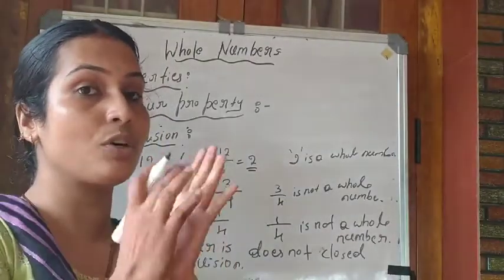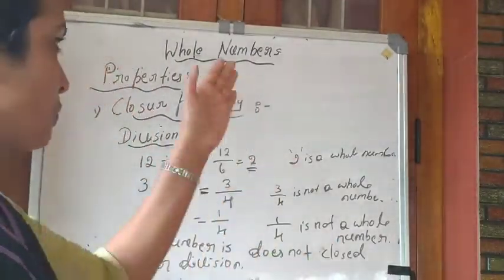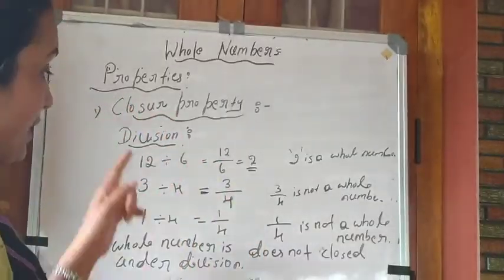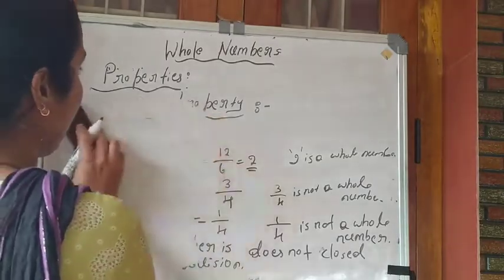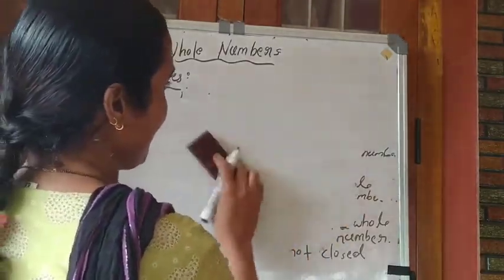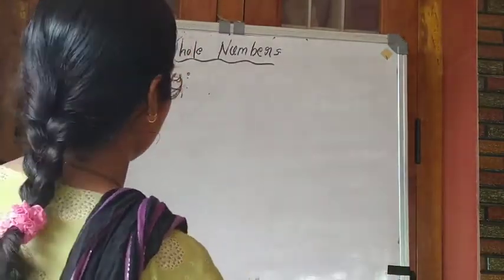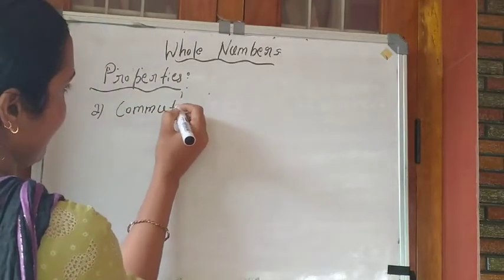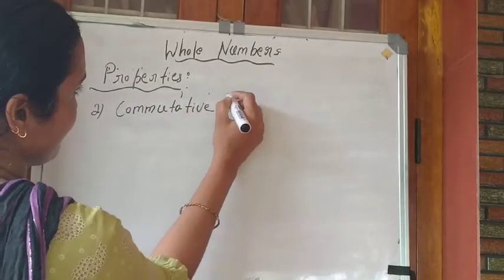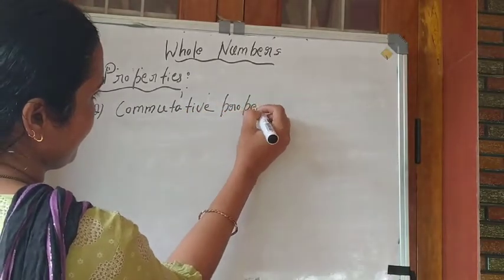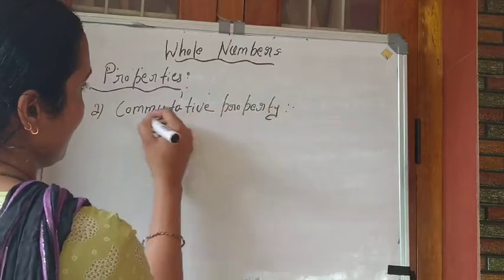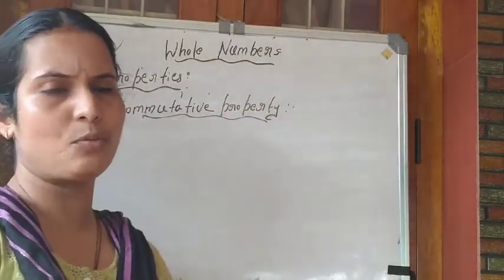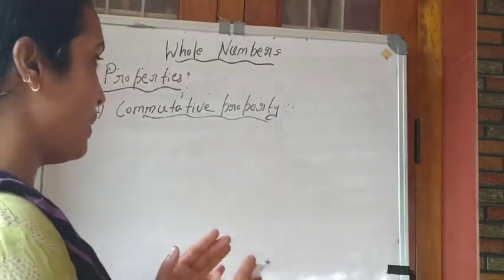Now we can go for the next property of the whole numbers. The next, the second property, is the commutative property. What does commutative property mean?